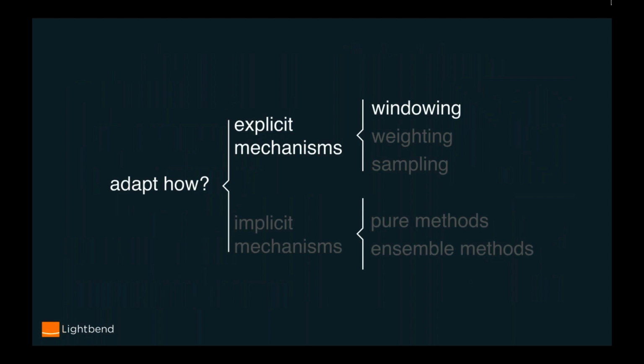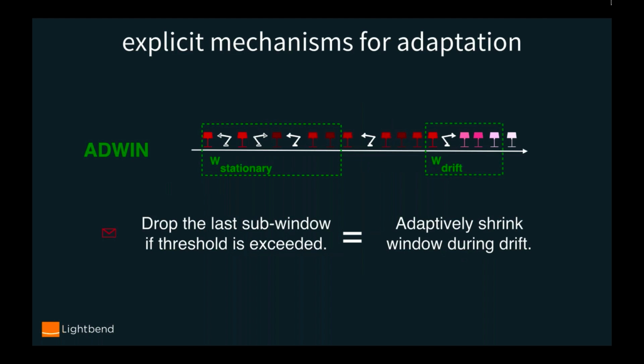And next, we look at the adaptation side. As we said, we have explicit and implicit mechanisms. Within explicit, we're going to start with the windowing method. We'll go back to Adwin, adaptive windowing. As you recall, it has this windowing strategy where you drop the last sub-window if the threshold with respect to the Hoeffding bound threshold is exceeded. So this, in effect, adapts the window size during the drift. So it already has a built-in adaptation mechanism, and you can use the current window to retrain your model.